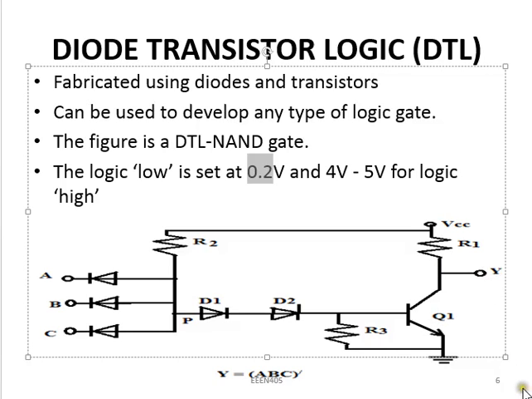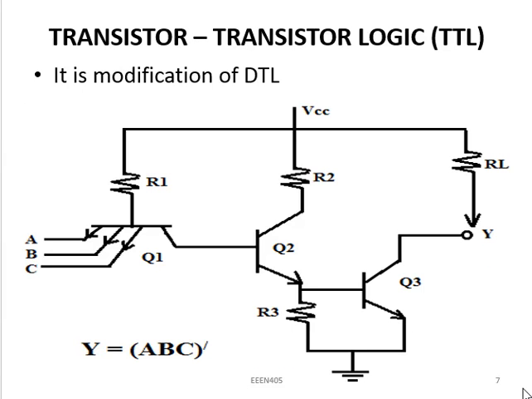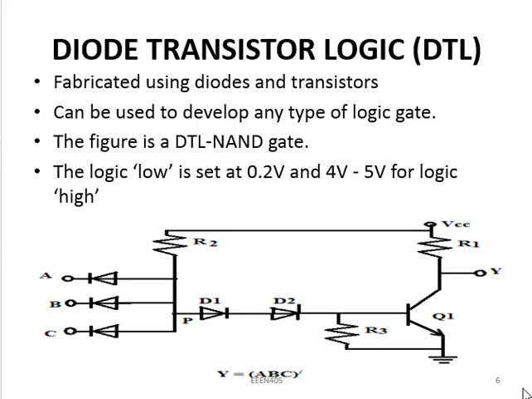So if you look at this one, we can see that this is an example of a NAND gate, because only when all of them are high do we get low, but in any other combination we have high.